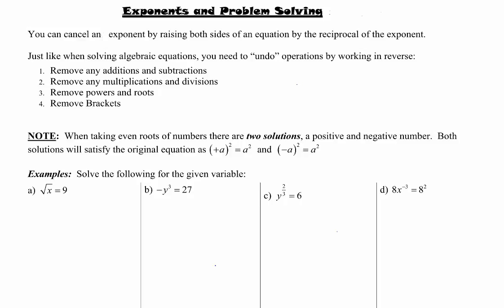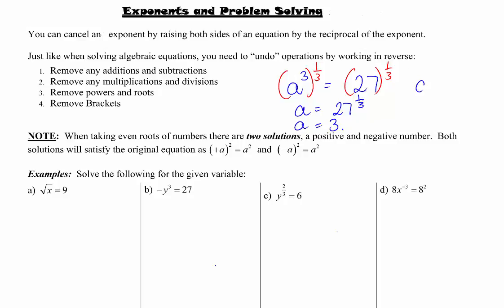So what I mean by that is if I have a cubed equals 27, to get rid of that power of 3, I put it to 1 over 3. So whatever I do to that side, I have to do to that side. So a equals 27 to the power of a third, cubed root of 27, or you might actually know that the answer is 3. 3 times 3 is 9, 9 times 3 is 27. But the key here is you put it to the reciprocal power.